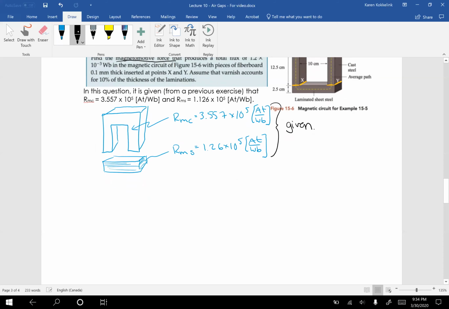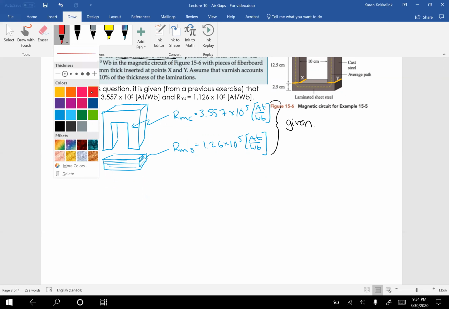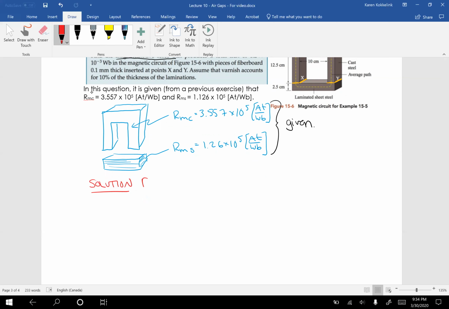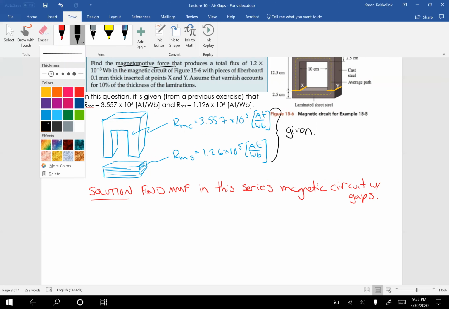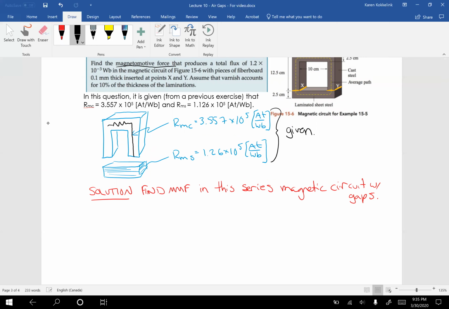Now we have to find, I'm going to say, solution. We need to find MMF in this series magnetic circuit with gap. Gaps, it has two gaps. So what happens in this circuit then is we have a reluctance in the cast shape. We have a reluctance in the sheet shape. And the gap provides a reluctance, and this gap provides a reluctance. So this is a series.